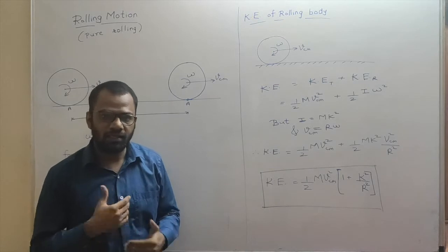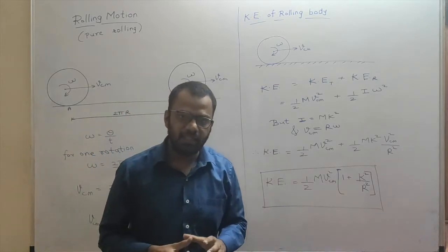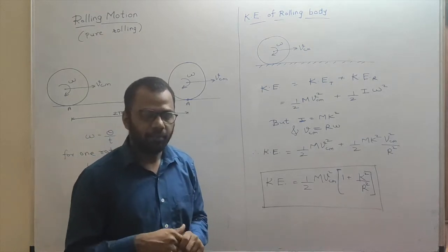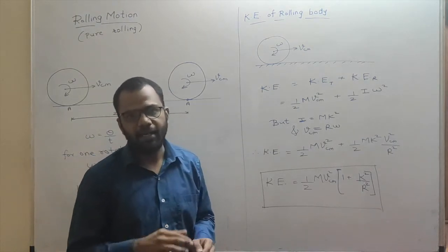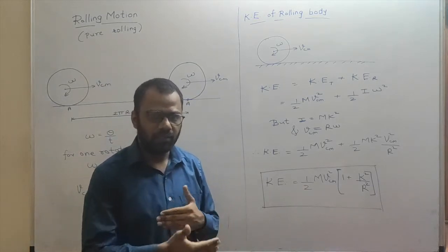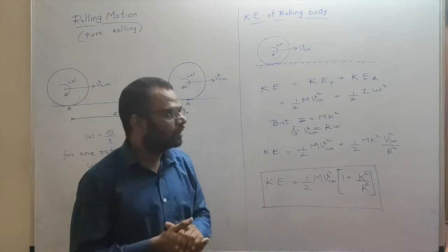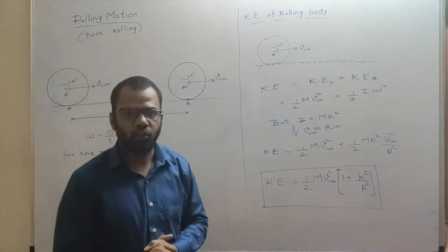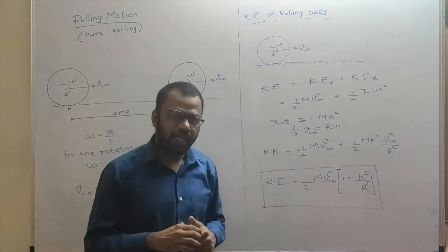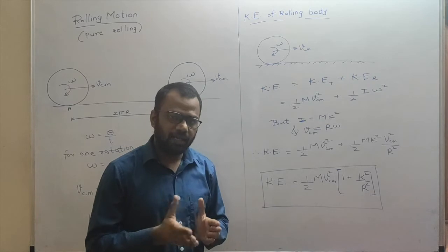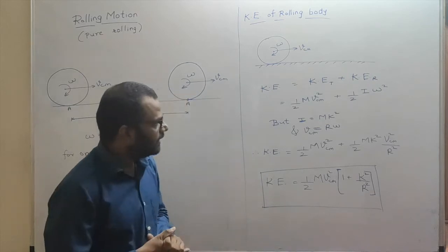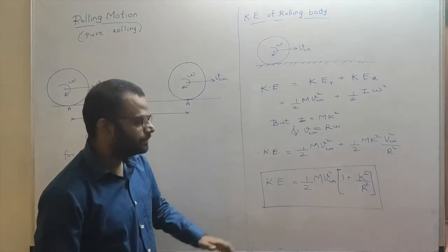Then write down: consider a body such as a disc, cylinder or sphere having mass M and radius R. This body is rolling, in brackets write pure rolling, on a surface as shown. Below that write down its total kinetic energy will be equal to translation kinetic energy plus rotational kinetic energy. And afterwards you write from here to here.